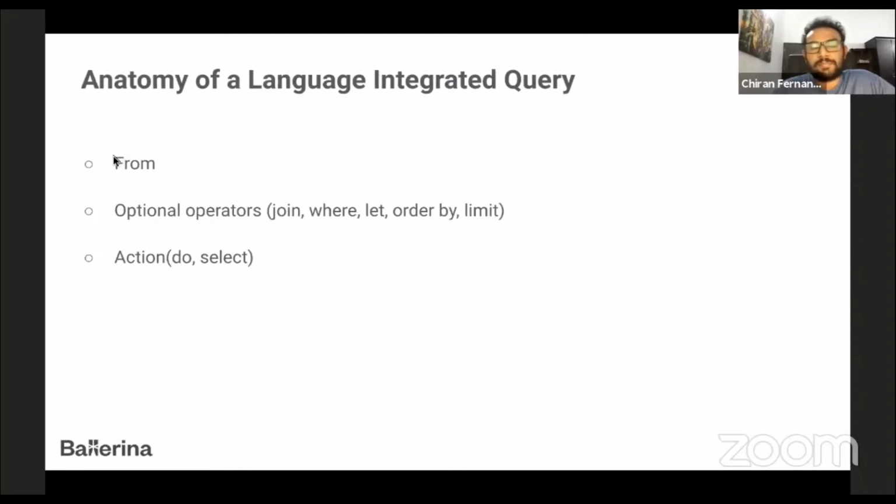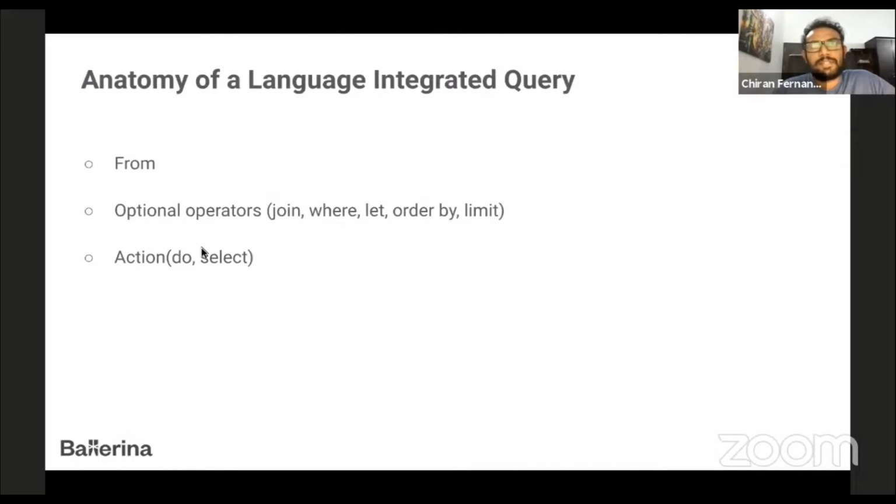It has three components: a from clause, optional operators, and an action. A from clause specifies the data source for the expression. We can have one or more from clauses for every integrated query. Multiple from clauses are used to dig down into deeply nested sequences.